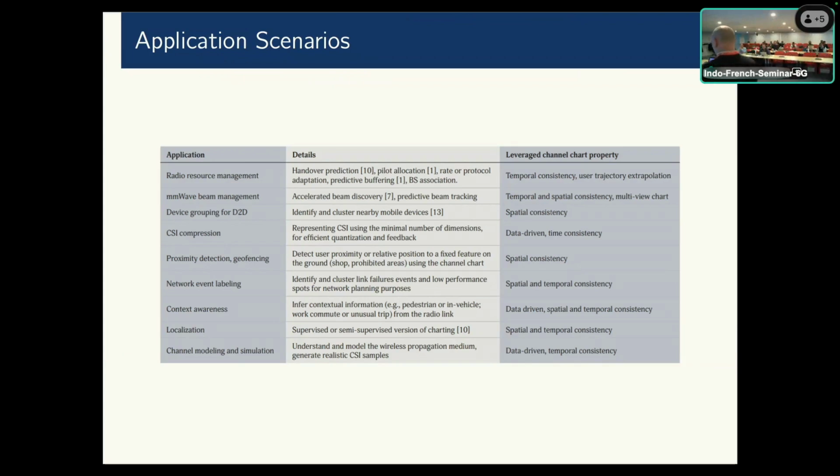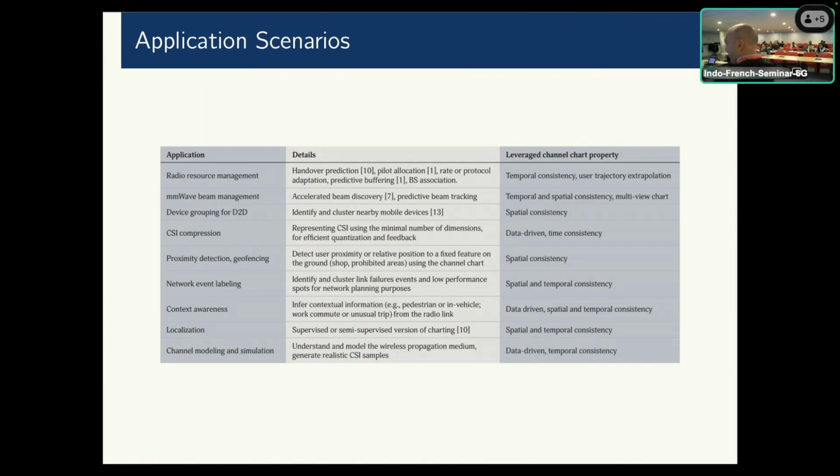Geofencing. There may be ways to map some real geographical features onto the channel chart. Let's say I know that this is a shop and this is some area where no one should go, and so on. In that way, you can implement geofencing on the channel chart.